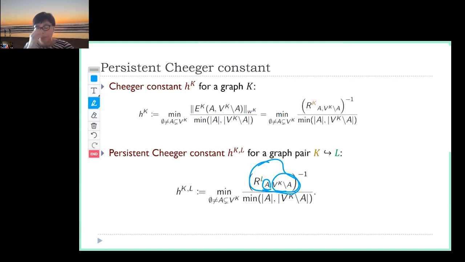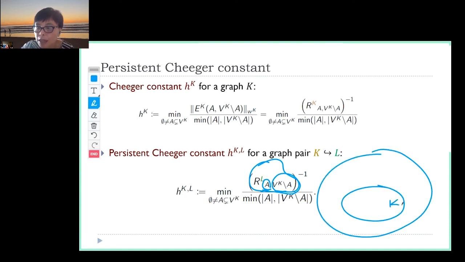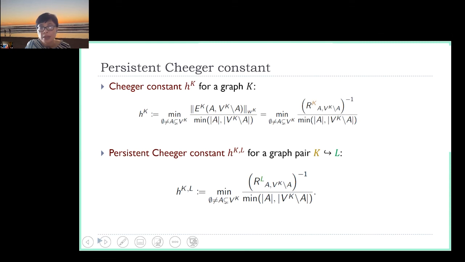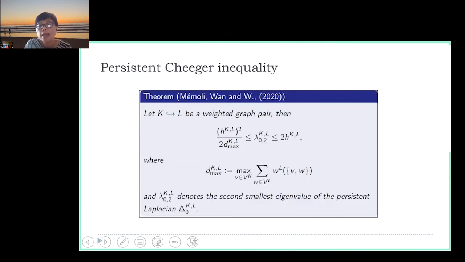Let me draw the same picture here. This is K, this is L. This quantity basically says that for a partition A and V_K minus A, we're looking at the connectivity between these two disjoint sets, but using all the edges potentially, so it can be connected through a sequence of edges in L. So we're using edges in L to look at the connectivity from A to V minus A, and this is encoded in the effective resistance of these two sets in the bigger graph L.